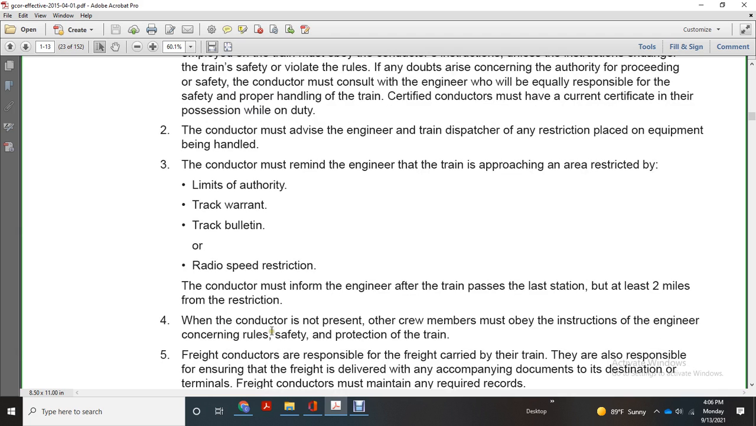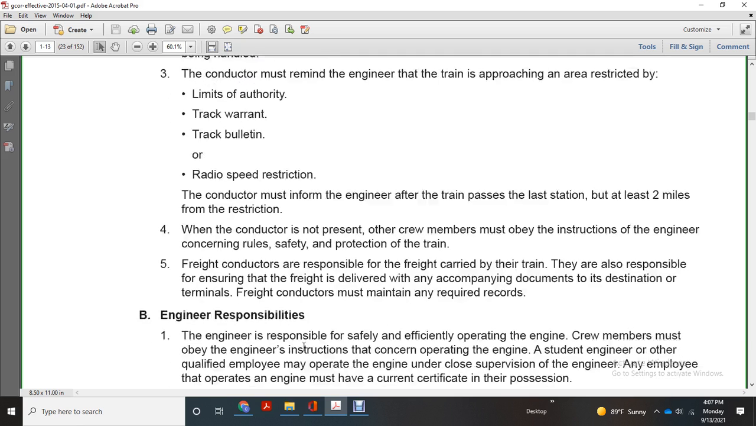Freight conductors are responsible for the freight cars carried by the train, and they are also responsible for ensuring the freight is delivered with the accompanying documents to the destination. At the terminal, freight conductors must maintain the required records.